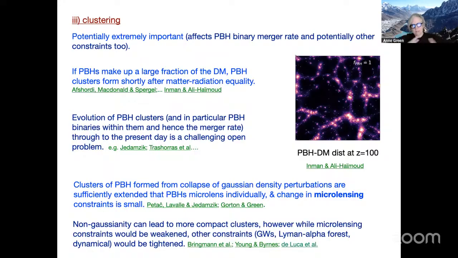It doesn't make the constraints magically melt away. Some would become weaker, others would become tighter. And so it's not that you can say, oh, clustering means that solar mass primordial black holes can be the dark matter. Maybe it does, maybe it doesn't, but you need to do concrete calculations.